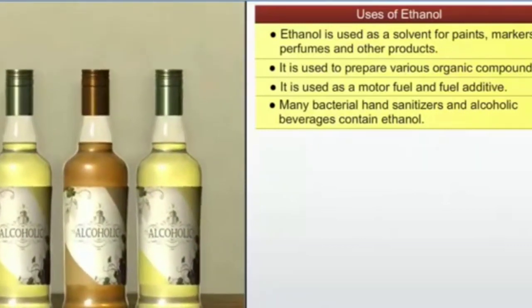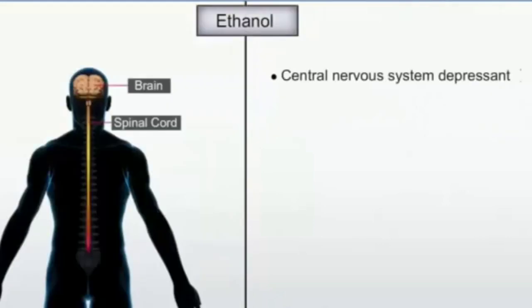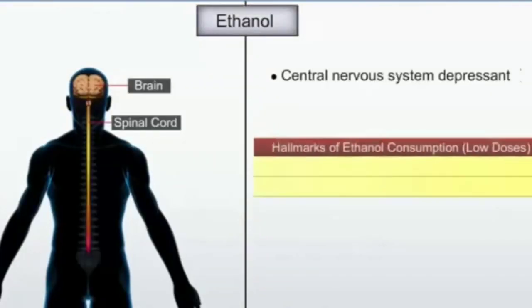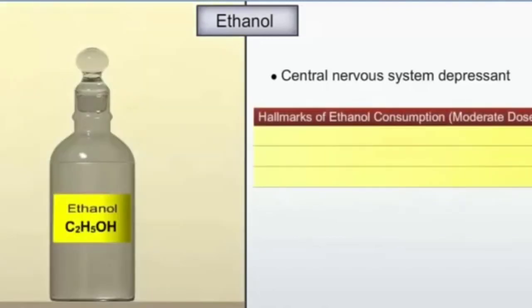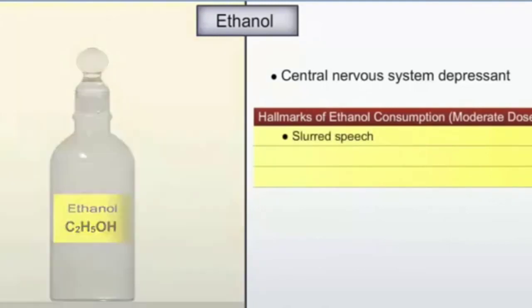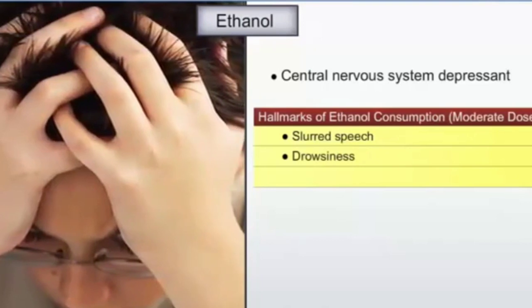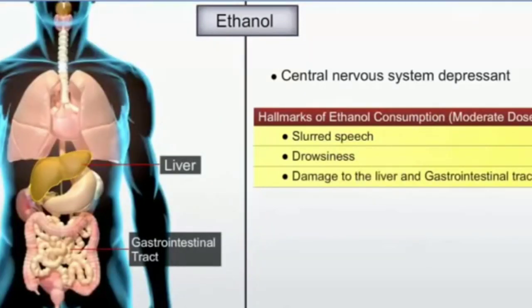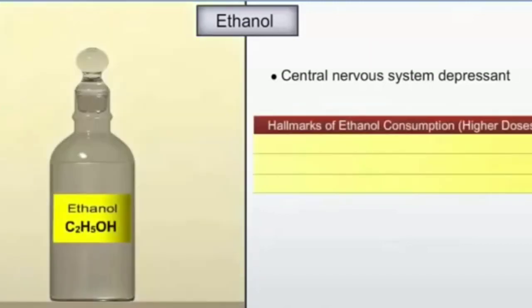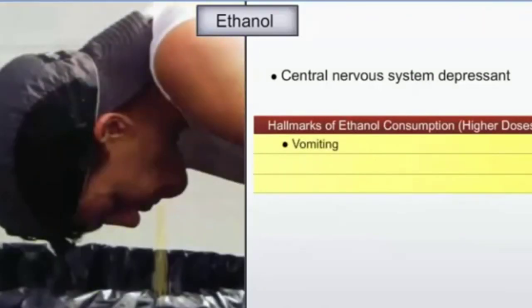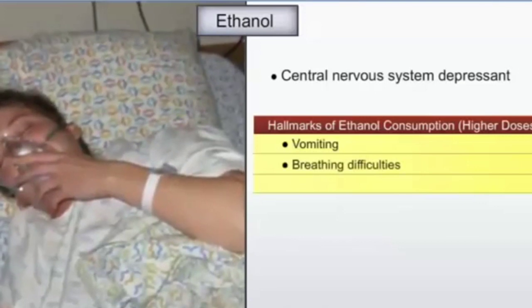Ethanol is a central nervous system depressant. In low doses, it leads to fewer inhibitions and reduced concentration. Poor judgment and slow reflexes are also hallmarks of ethanol consumption. In moderate doses, ethanol can cause slurred speech, drowsiness, and damage to the liver and the gastrointestinal tract. In higher doses, ethanol can lead to vomiting, breathing difficulties, and unconsciousness, which can be fatal.